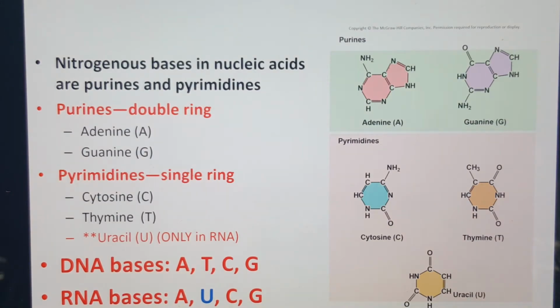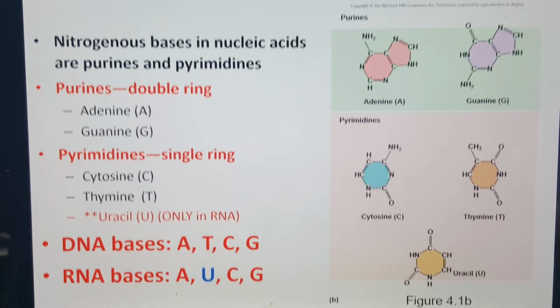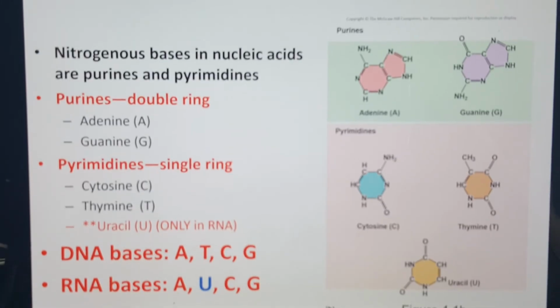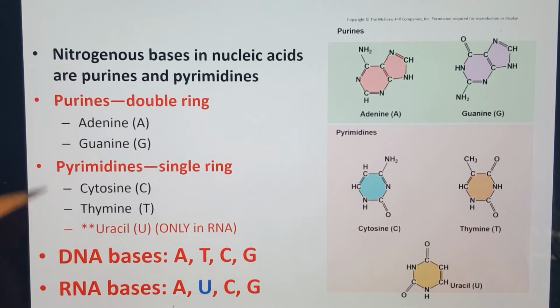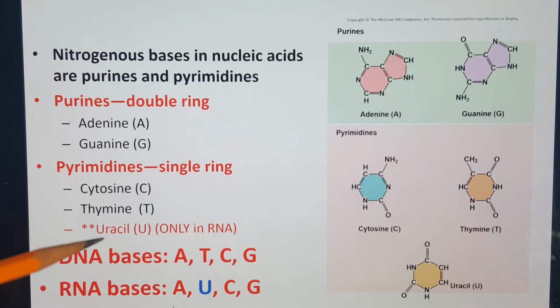For our nitrogenous bases, we have two sets: our purines and our pyrimidines. The purines are adenine and guanine. The pyrimidines are cytosine and thymine. In our RNA, the thymine is replaced by uracil, and only in RNA. So these are your bases.